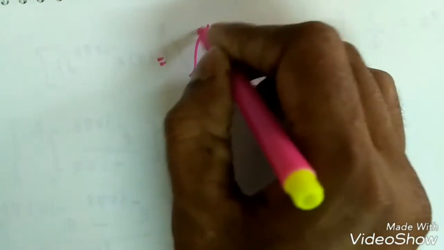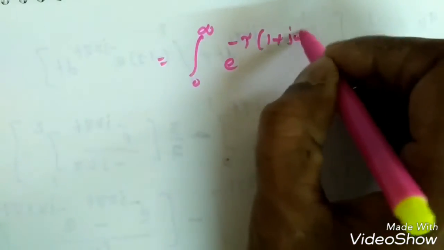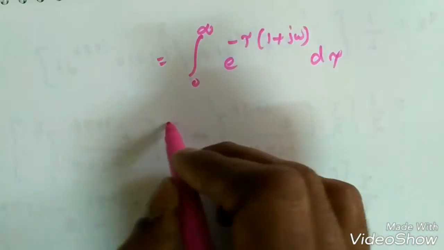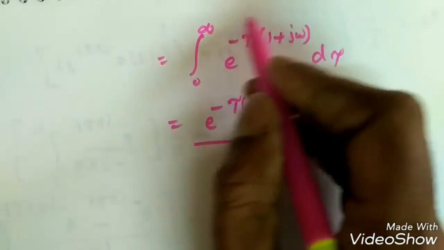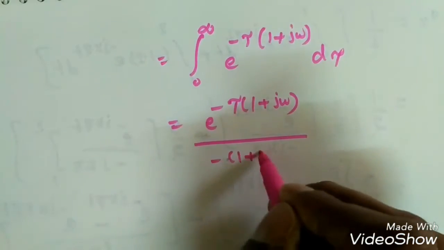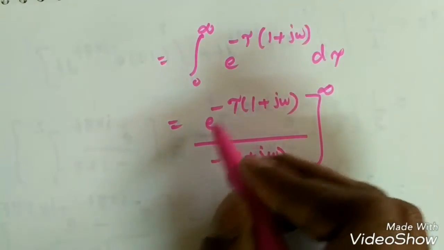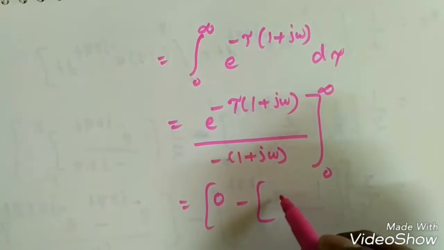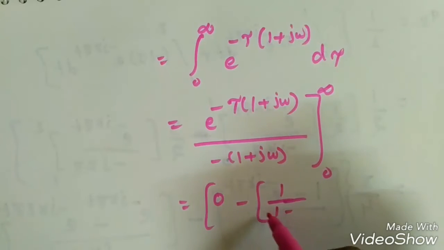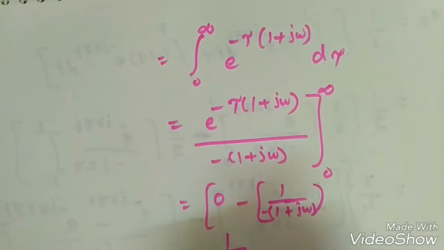So integral 0 to infinity e power minus tau. If I take common, this becomes 1 plus j omega. So e power minus tau into 1 plus j omega; I need to differentiate this one. So we'll get minus of 1 plus j omega, from 0 to infinity. Now if I substitute infinity here, e power minus infinity is 0, minus, and if I substitute 0 here, it will be 1. So 1 minus of 1 plus j omega. So what is this? Simply 1 by 1 plus j omega, which is H of j omega.